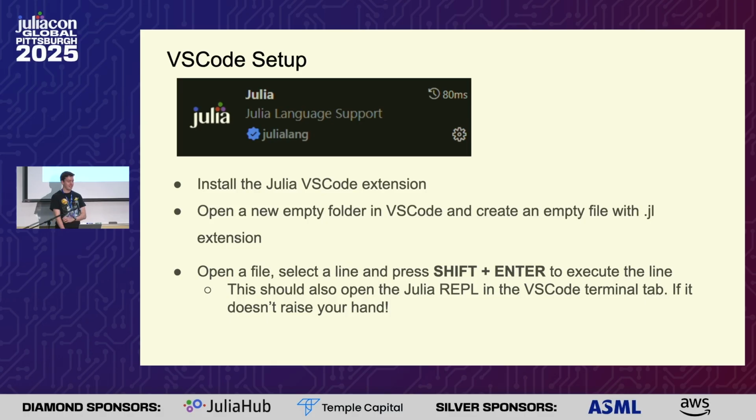And then the other thing we're going to need today is VS Code with the Julia language extension. So if you just go to the extensions in VS Code and search Julia, it should be the first one, and it will look like that. I will come back to the slide at the end again.